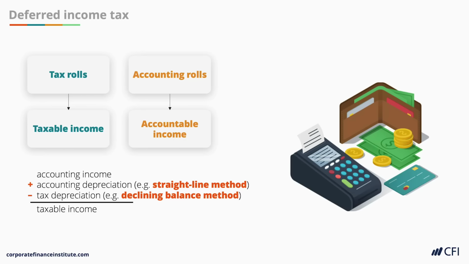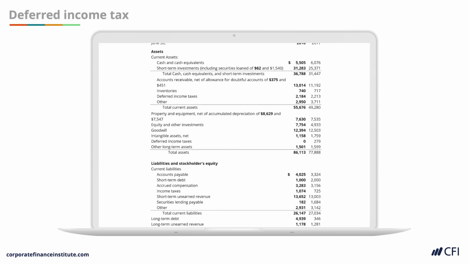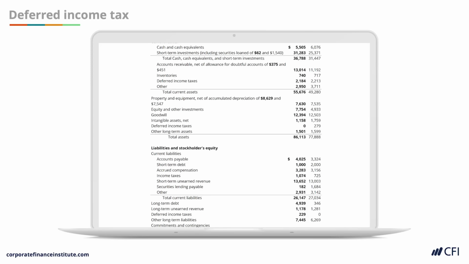The difference between accounting income and taxable income is the basis for deferred income taxes, also known as future income taxes, and is recorded on the balance sheet. If there is less tax payable in the future, it's an asset. If there will be more tax payable in the future, it's a liability. Accounting rules don't allow the two amounts to be netted against each other. Therefore, if a company has timing differences going both ways, then both an asset and a liability will be recorded, much like we see for Espresso Software.